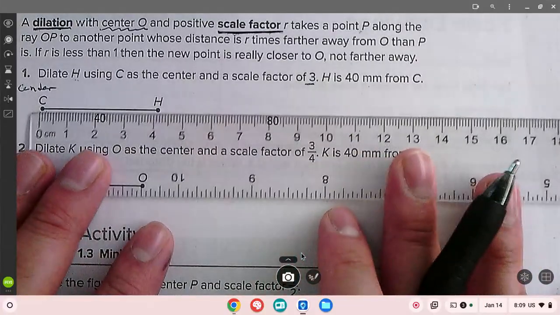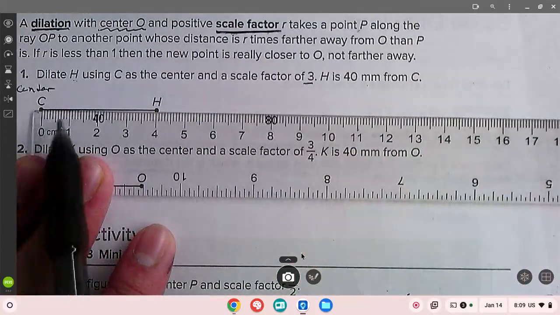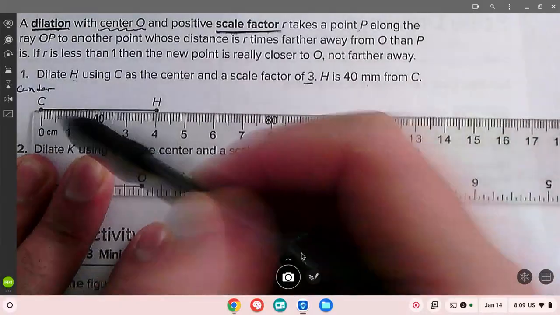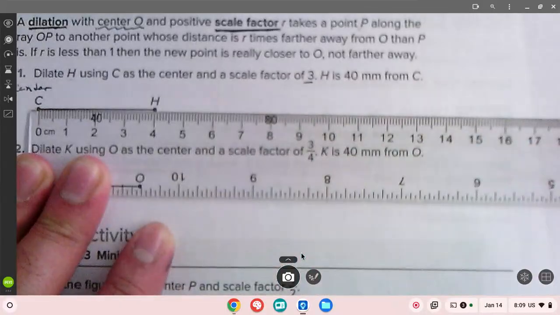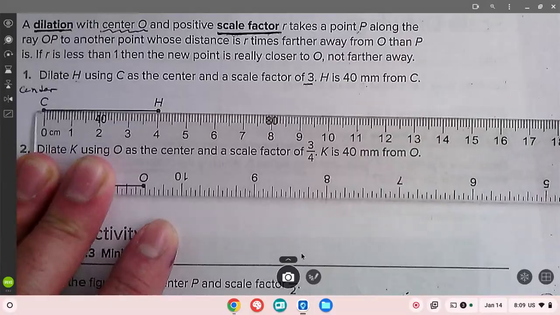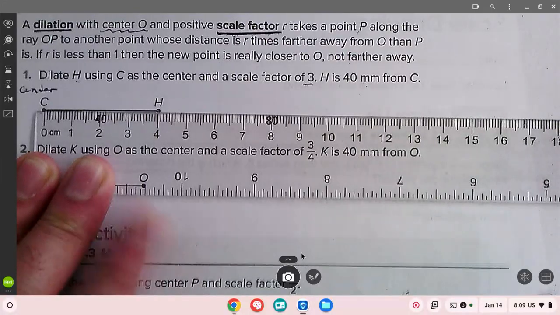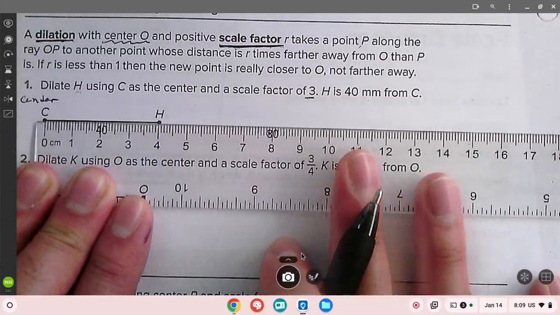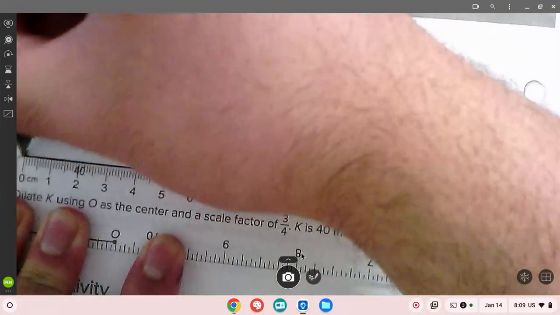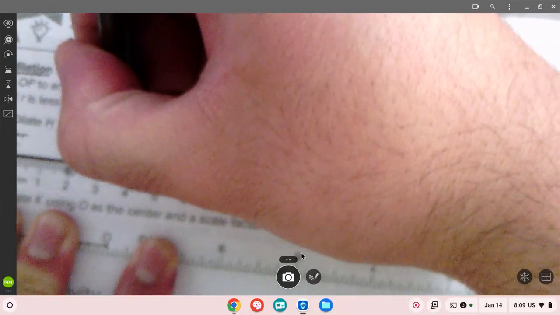So if we're starting with 40 millimeters, because each centimeter is 10 millimeters, here's 10, 20, 30, 40. So you want to go to 12 centimeters or 120 millimeters. I was just trying to get you to millimeters because that's the unit that we are in. So my original is going to be the C to H.